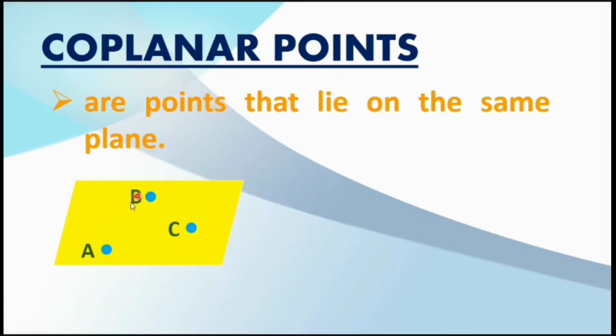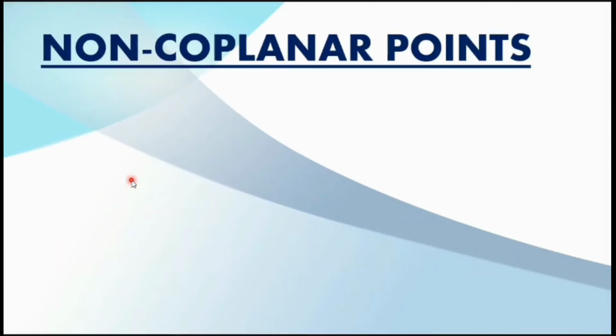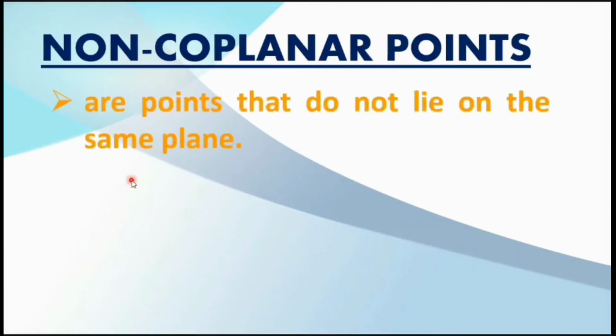Ibig sabihin, nasa loob sila ng iisang plane. So therefore, we can say that points A, B, and C are coplanar points because they lie on the same plane. If we have coplanar points, we also have non-coplanar points. These are points that do not lie on the same plane. Ibig sabihin, hindi sila nasa loob ng iisang plane lamang.